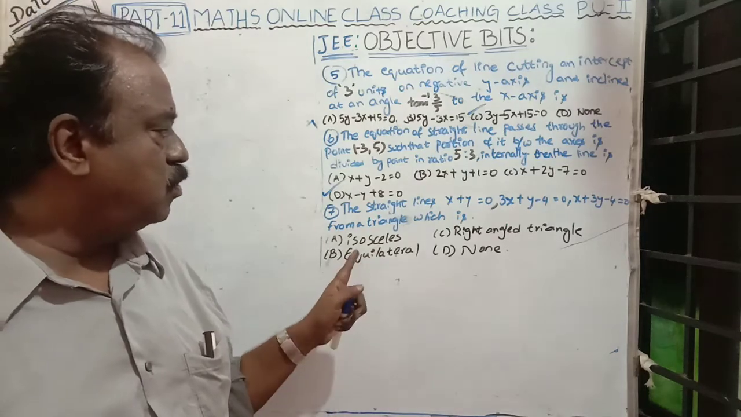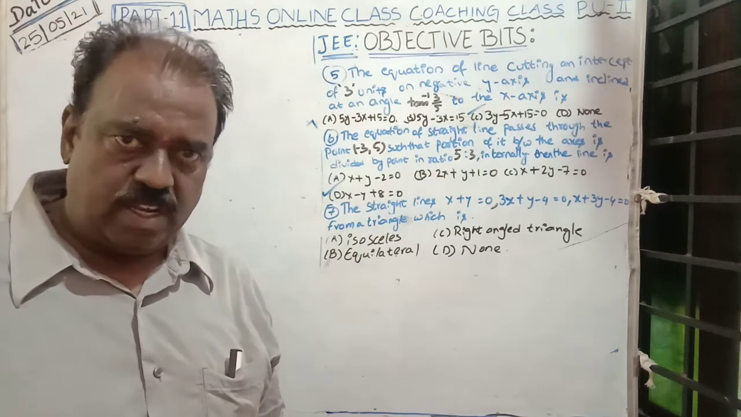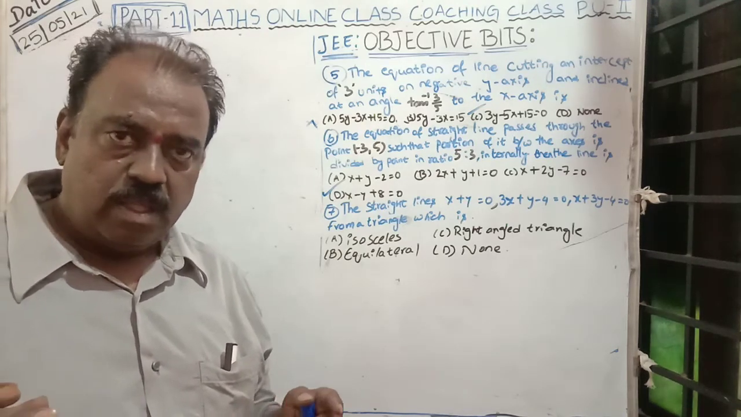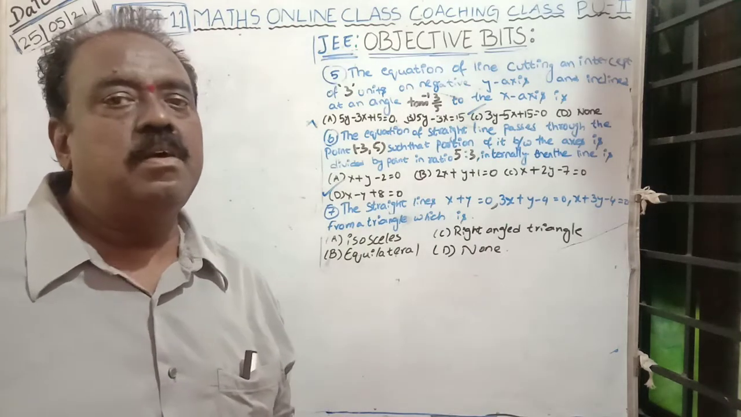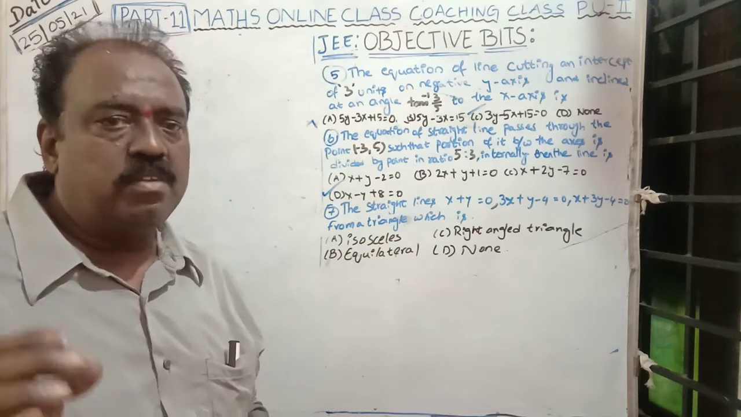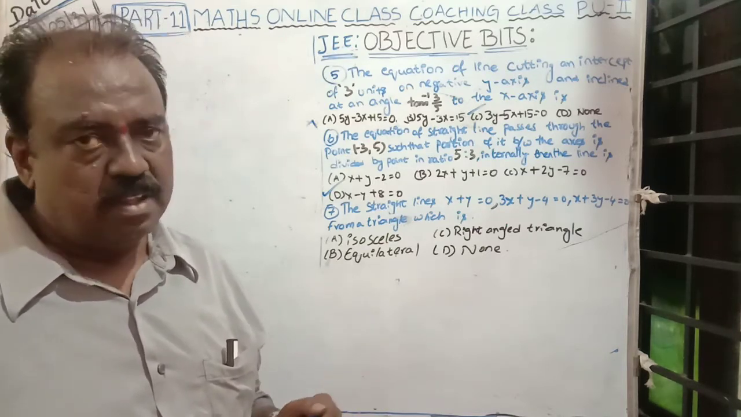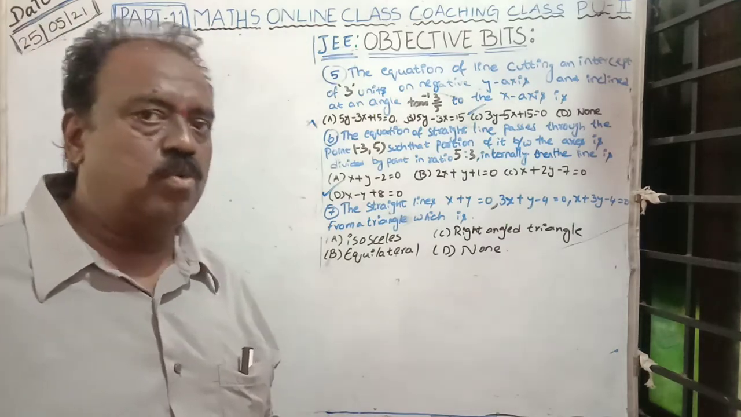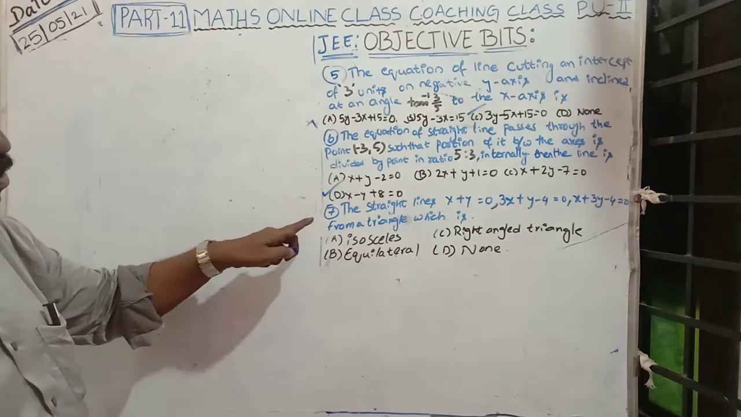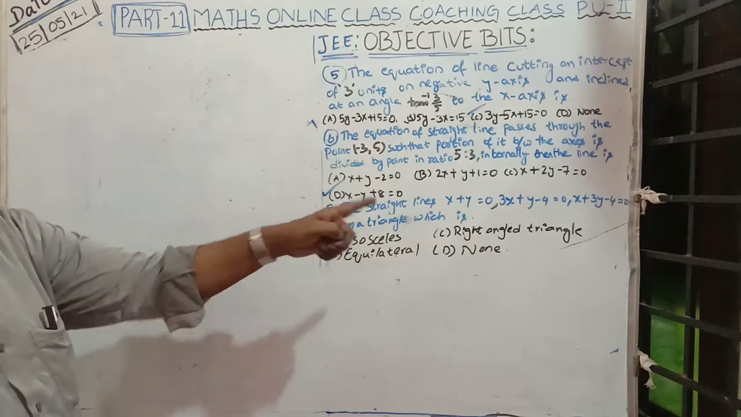Today, we will complete this chapter with the last problem. Next chapter is circles. That concept is very less in our theory part, but somewhat we have to learn it. Then circles and conic sections. Many problems from all these will come in our CET and JEE also. So, observe the last problem in straight lines.